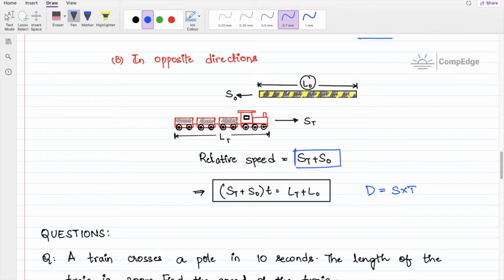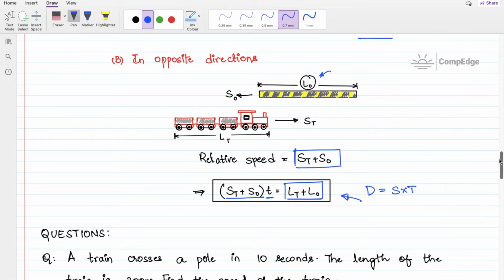Distance is nothing but the sum of the lengths, because the train has to cross the entire object. So st plus so will be the speed, t will be the time, lt plus lo will be the distance. So this will be the relationship in the case of the train and the object moving in the opposite direction, with the object having a specific length lo. I hope this is all clear to you.